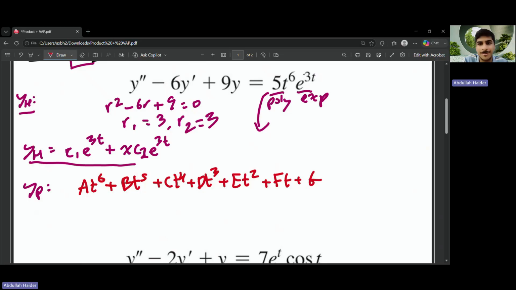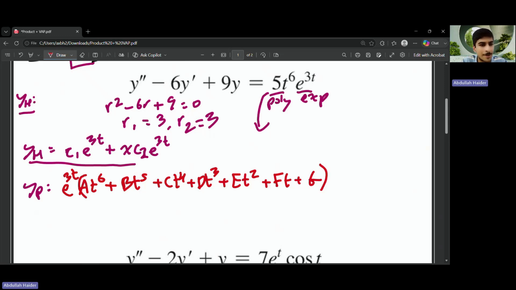Now, this is multiplied by exponential. And the good thing about exponential is you have to do nothing except multiply this by the same exponential. That's it. So basically, you have the polynomial first, then exponential. You write the highest order expression for the polynomial, and then you simply multiply by the same exponential which you have over here. You have e power 3t, so you multiply the whole thing by e power 3t.